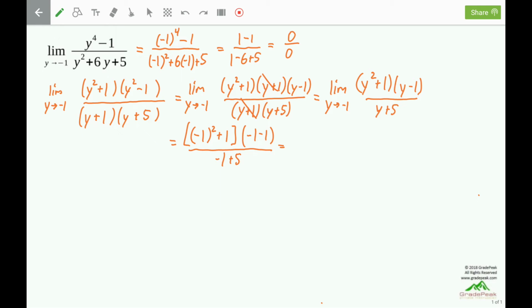In the numerator, negative 1 squared is a positive 1, plus another 1 is a 2. Negative 1 minus another 1 is a negative 2. In the denominator, negative 1 plus 5 is a 4. In the numerator, 2 times negative 2 is a negative 4, over the positive 4. The 4's can then cancel, and the result is negative 1.